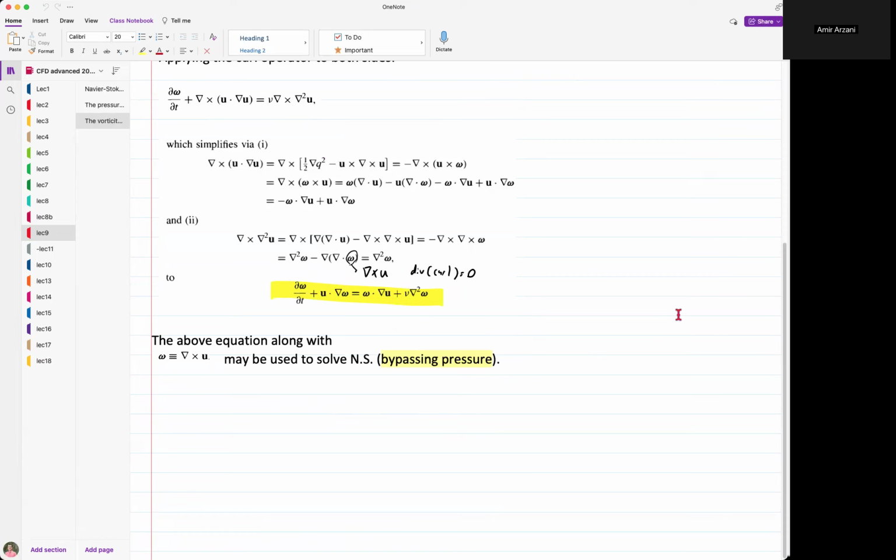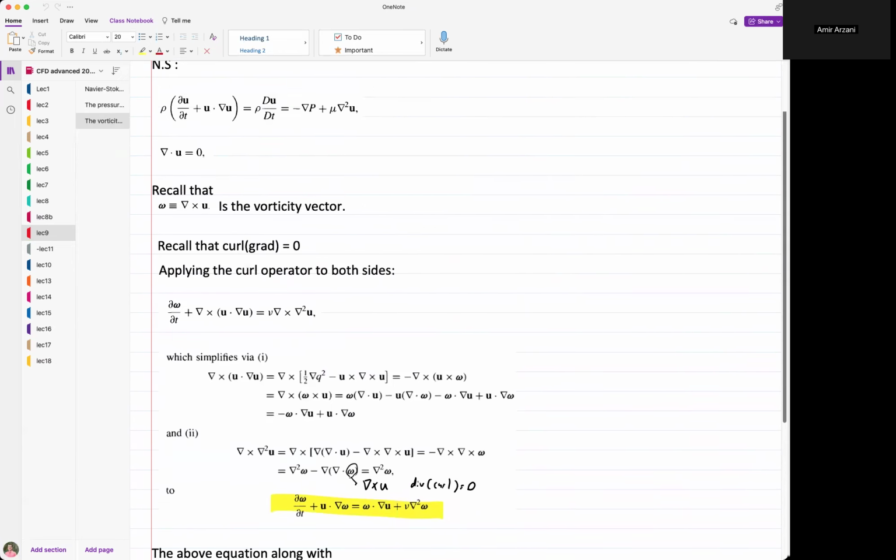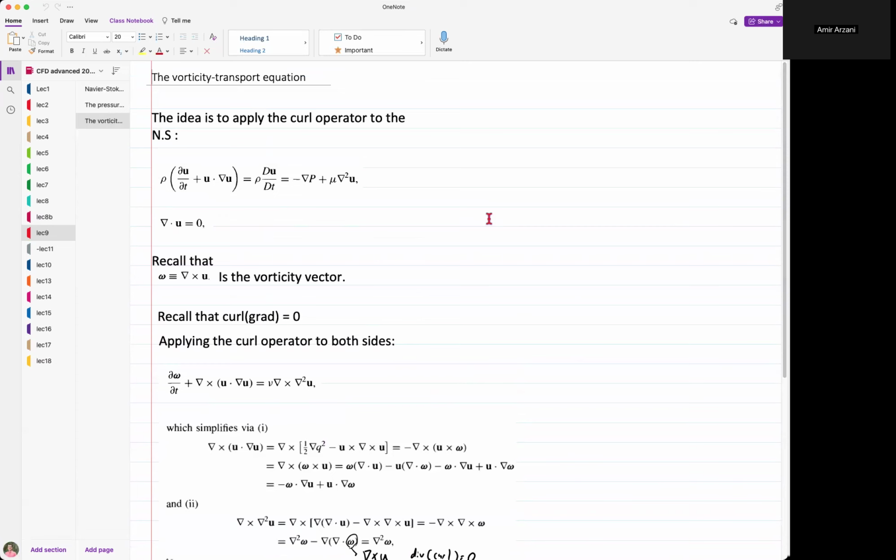This is a common, popular approach, especially in 2D flows, that you can consider instead of using the regular velocity pressure formulation. But we will not be talking about this in this course. Okay, so in the next lecture, we will talk about the weak form derivation of Navier-Stokes and different approaches for solving Navier-Stokes with finite element.